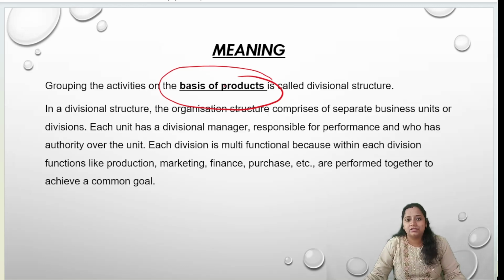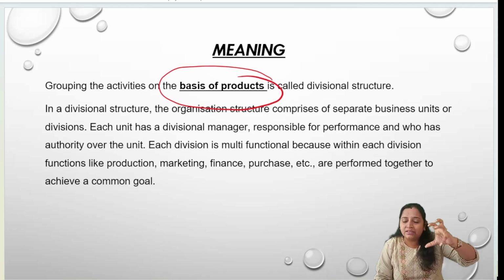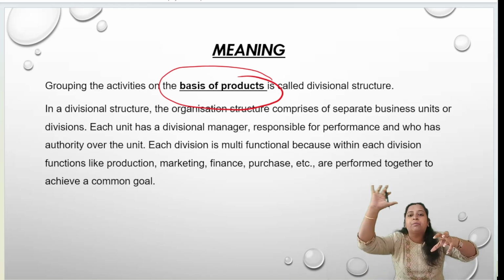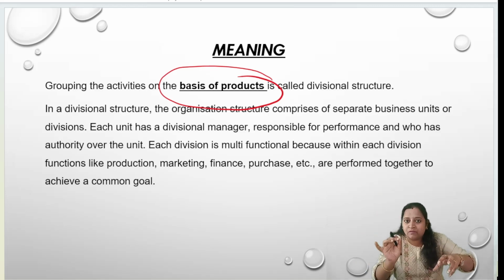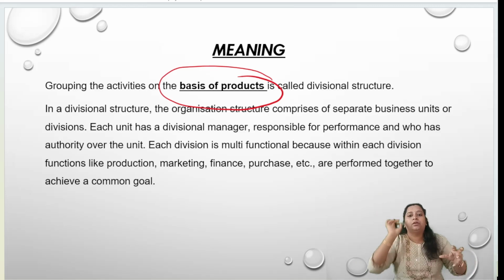Each division will be headed by one person who is called the divisional head. For each division, there will be one person, and he takes entire responsibility for his division. For example, I am into agriculture, textile, FMCG, or IT. Let me take the example of FMCG. FMCG is one division. That entire division will be headed by one person, the divisional head, who is wholly and solely responsible for all the activities of that particular division.